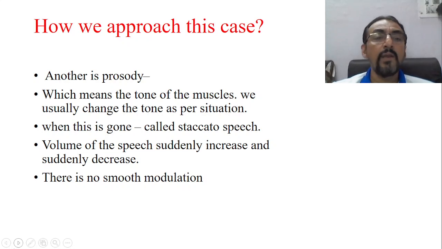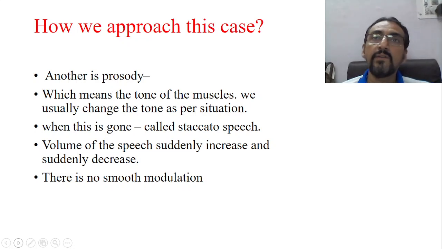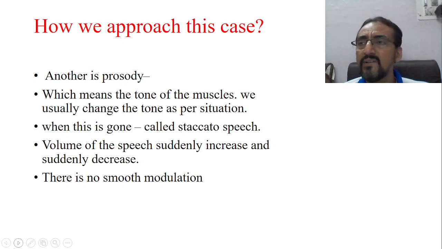What actually happens is the volume of the speech suddenly increases and suddenly decreases. Suppose I am going to office. This is what I usually say. But if I have this particular staccato speech, then I say, "I am going to office," like this. Sometimes suddenly some of the words are said with a higher pitch and some with a lower tone. "I am going to office," this is normal. The other way is something abnormal. So this is called staccato speech. There is no smooth flow.